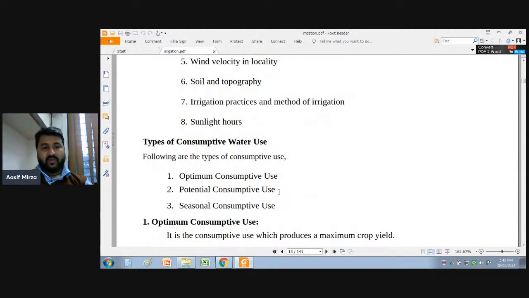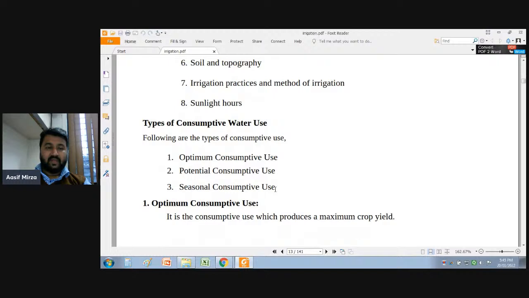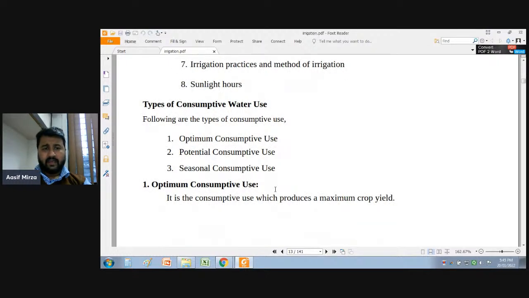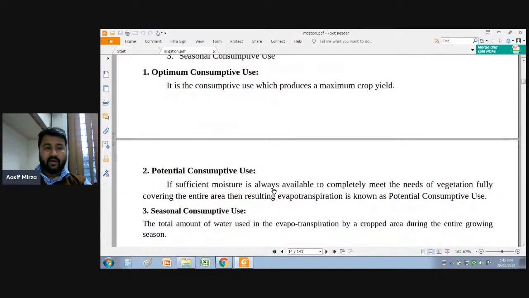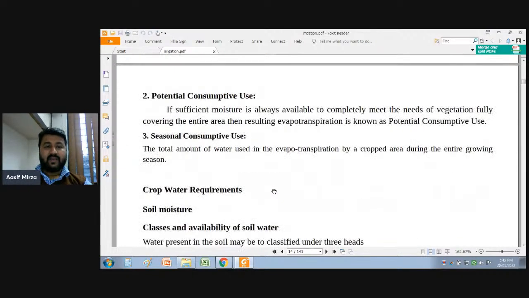Now, types of consumptive water use. Following are the types of consumptive use: the optimum consumptive use, potential consumptive use, and the seasonal consumptive use. One by one, we will see these types. Optimum consumptive use is the consumptive use which produces a maximum crop yield. The second one is the potential consumptive use. If sufficient moisture is always available to completely meet the need of vegetation fully covering the entire area, then the resulting evapotranspiration is known as the potential consumptive use.